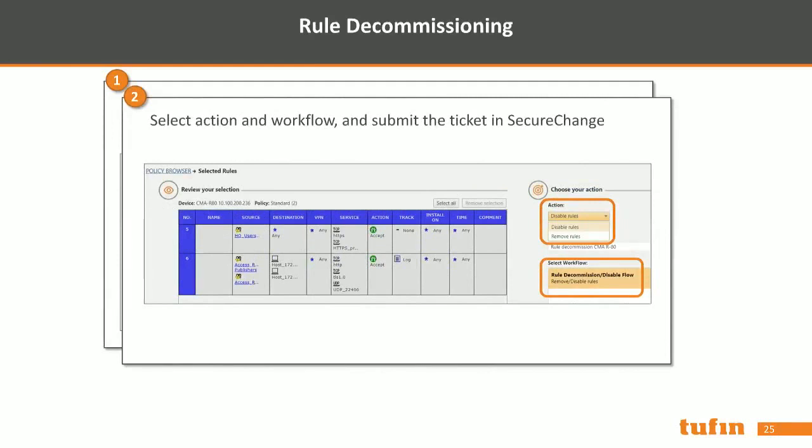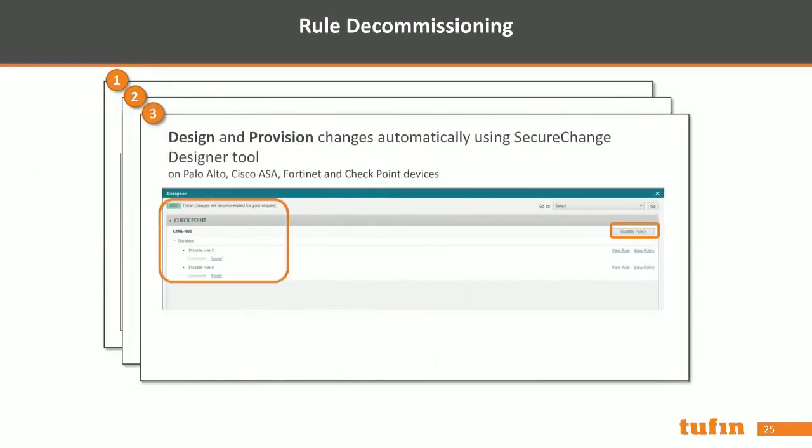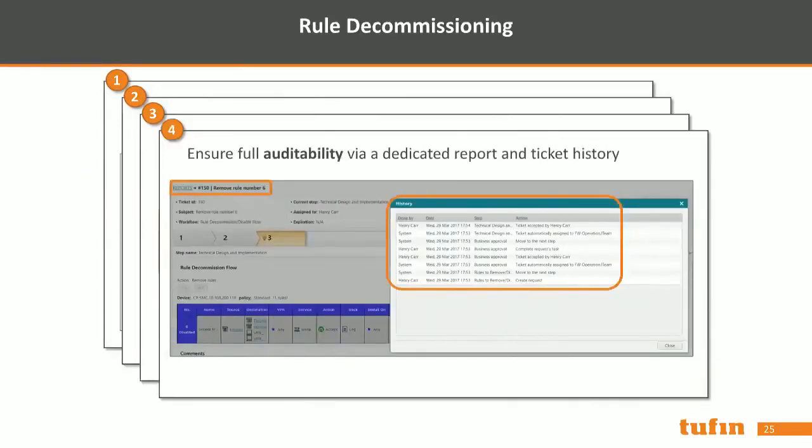You can then select the action and the Secure Change workflow and submit the ticket. In Secure Change, you can use the design and provisioning tools in order to provision the changes automatically. When you click the Update Policy button, the changes are provisioned to the devices. And then finally, you also have the full auditability via dedicated reports, as well as the ability to view the ticket history.